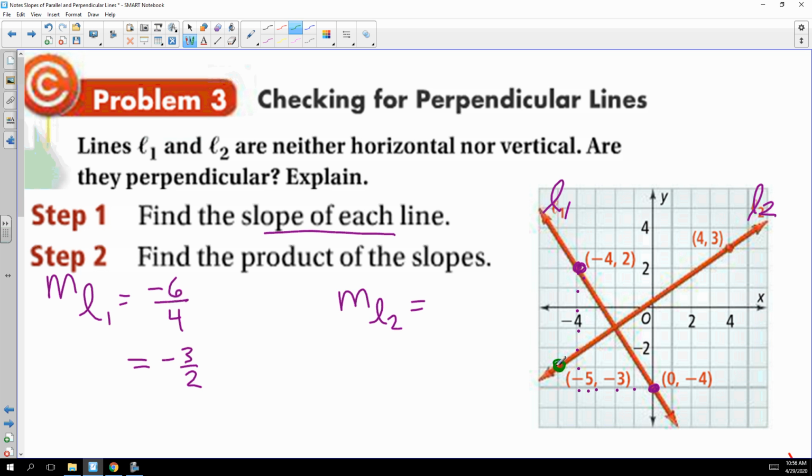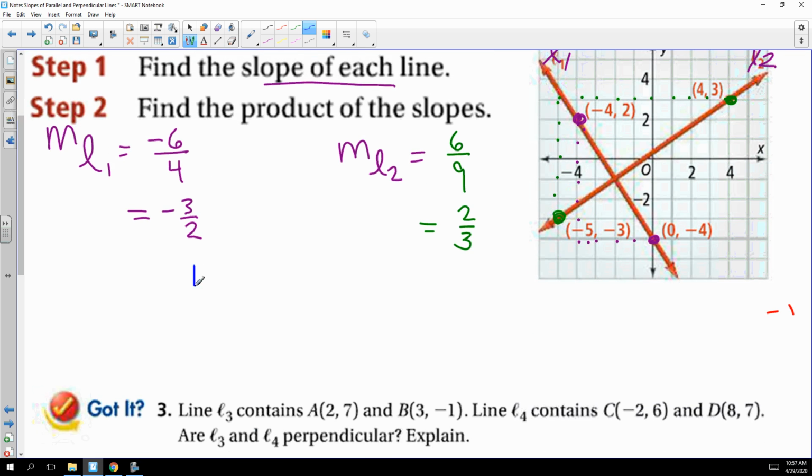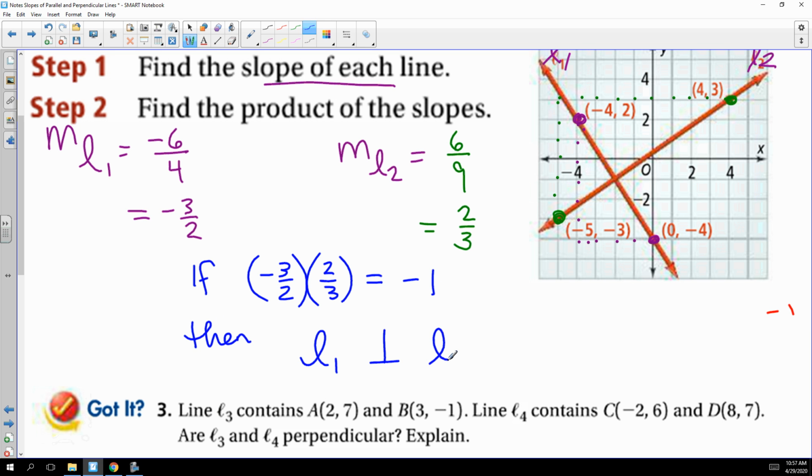Now let's calculate the slope of line 2. For the slope of line 2, I'm going to count from negative 5, negative 3 to positive 4, positive 3. So I'm going to count up 1, 2, 3, 4, 5. Oh, looks like to me 6, right? And then over 1, 2, 3, 4, 5, 6, 7, 8, 9. So we went up 6 and over 9. And if we reduce that by 3, we get 2/3. Now let's examine those slopes and see if those lines are perpendicular. Recall that if the product of two slopes is equal to negative 1, then they are perpendicular. Okay? These will cancel, cancel, and you're going to get a negative 1.